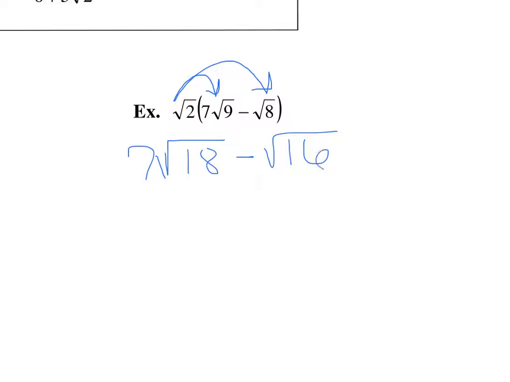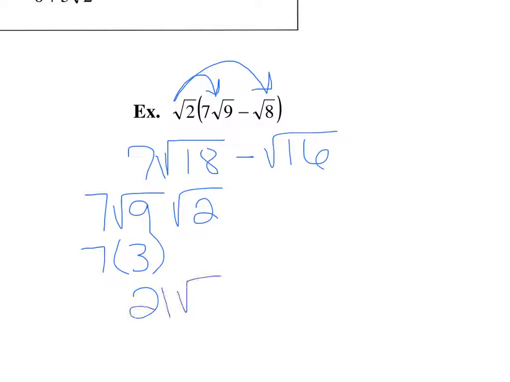And we can simplify both of these terms. 18 is 9 times 2. So that would be 7 times 3, since the square root of 9 is 3. 21 times the square root of 2. The square root of 16 is 4. So we're done here.